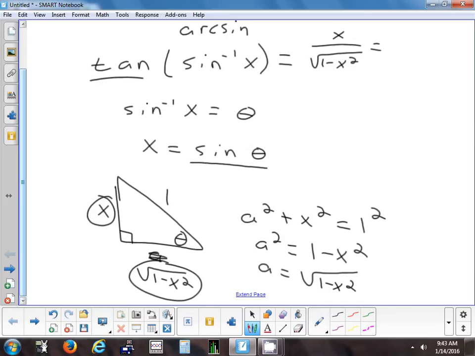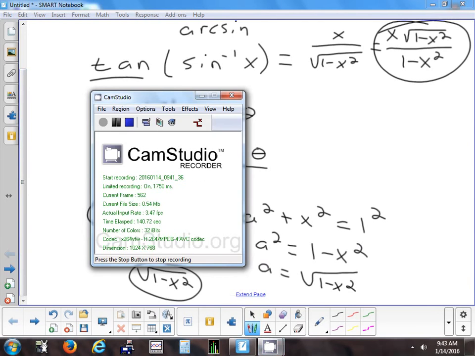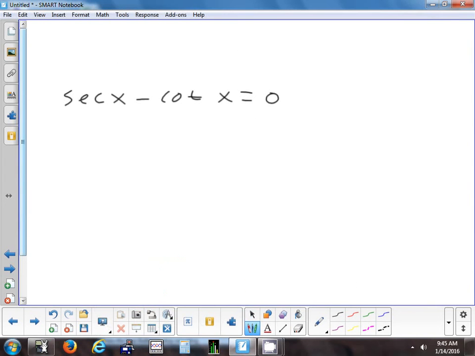Now, what they're probably going to do on the test is they're not going to leave the root in the bottom, so we'll fix that. So we get x times the square root of 1 minus x squared in the top, and 1 minus x squared in the bottom. Okay, so there's going to be a few problems that are very similar to that on the test.